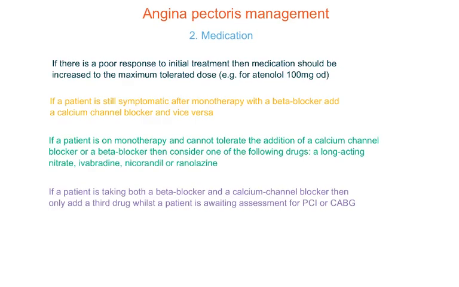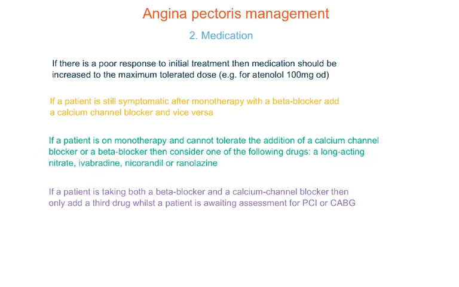Also, if there is poor response to initial treatment, then medication should be increased to a maximum tolerated dose. For example, you started atenolol at 50 mg initially, then you can increase it up to 100 mg OD. If a patient is still symptomatic after monotherapy with a beta blocker, you can add a calcium channel blocker and vice versa.